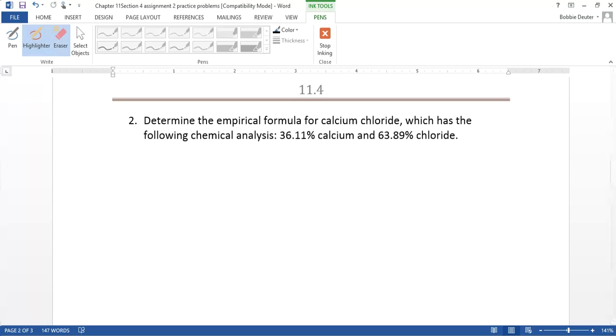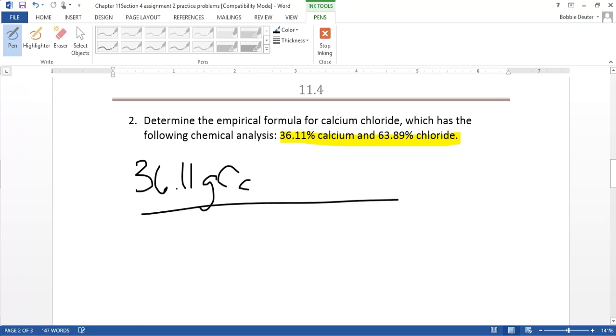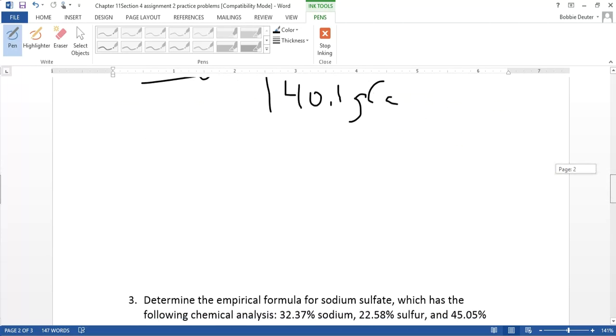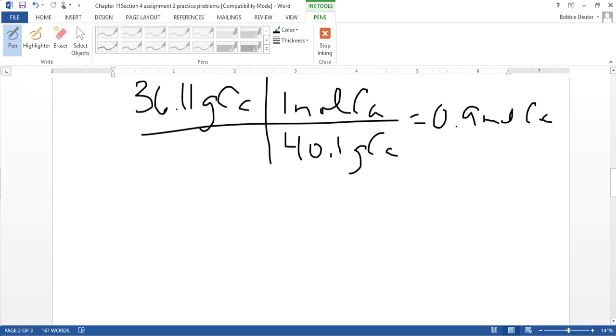Again, here we have our percent composition of the 2 elements. So we're going to take our 36.11%, turn that to grams of calcium. First step, convert to moles. We have 1 mole of Ca here, and that's 40.1 grams of Ca. Solve that out, you get 0.9 moles of Ca. Don't convert quite yet to a whole number.